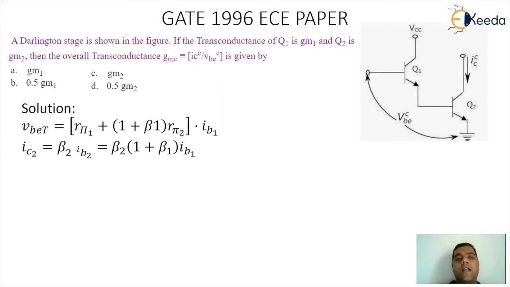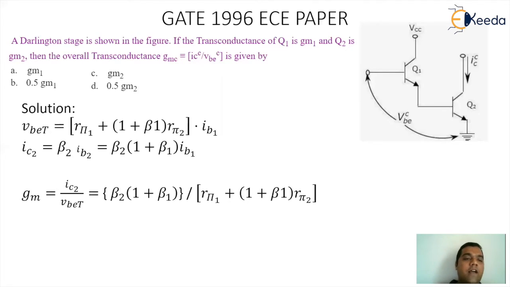Now we just need to take a ratio of both of them. So the value of GM will be IC2 by VBE of T, which is beta 2 into (1 plus beta 1) divided by r pi 1 plus (1 plus beta) times r pi 2. The IB1 got cancelled. Now in the denominator, you can eliminate r pi 1 because (1 plus beta) times r pi 2 is going to be much bigger than r pi 1. So overall, we are left with beta 2 into (1 plus beta 1) divided by (1 plus beta 1) into r pi 2. So the value comes as beta 2 by r pi 2.